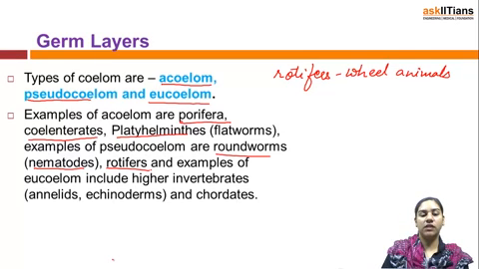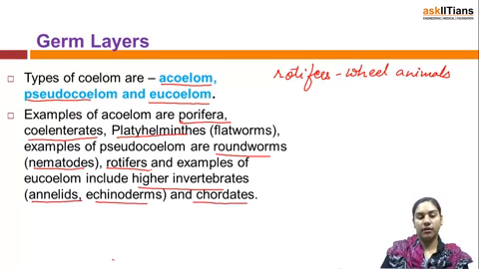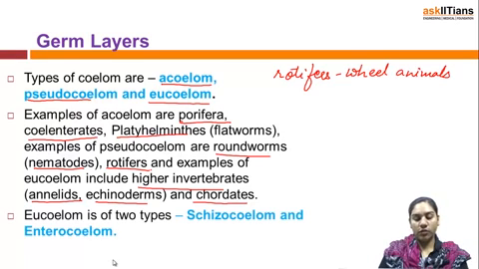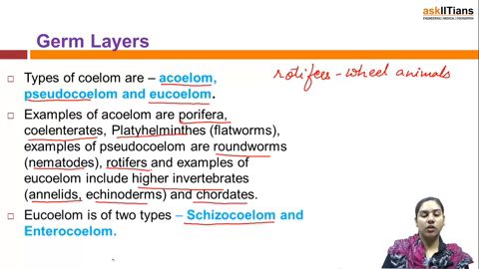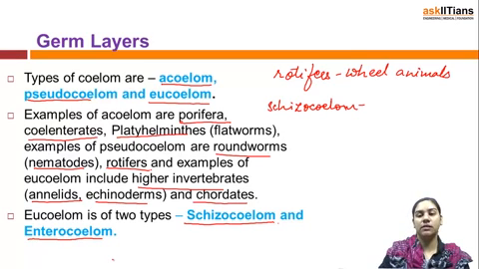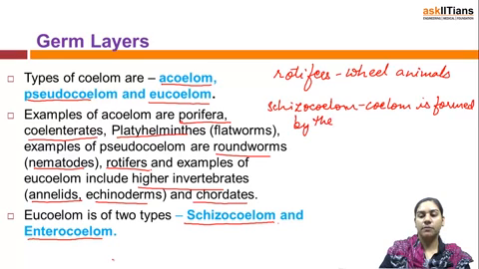And the examples of the eucoelom include the higher invertebrates like annelids, echinoderms, and chordates are also eucoelomate animals. This eucoelom is divided into 2 types, the schizocoelom and the enterocoelom. In the schizocoelom, what happens is that the coelom is developed by the splitting up of the mesoderm. So in schizocoelom, the coelom is formed by the splitting of mesoderm.